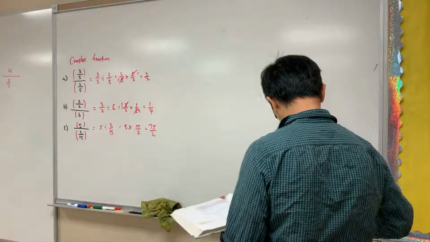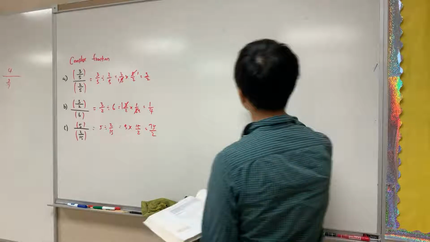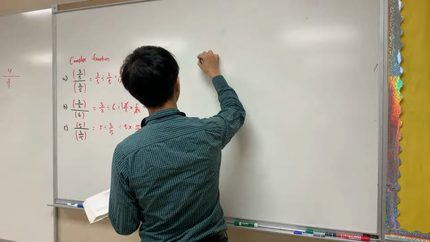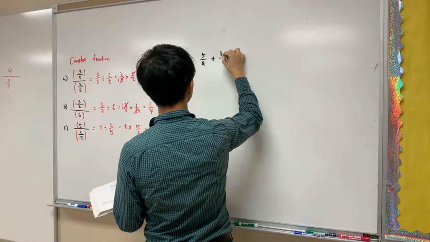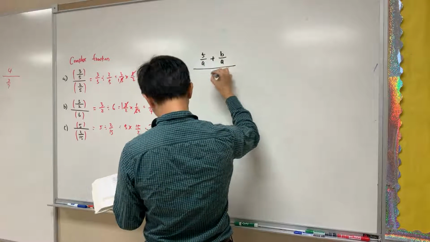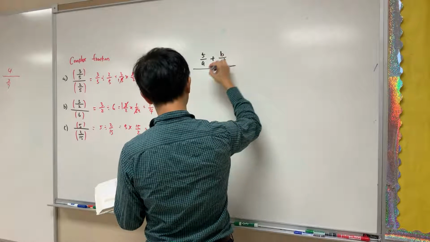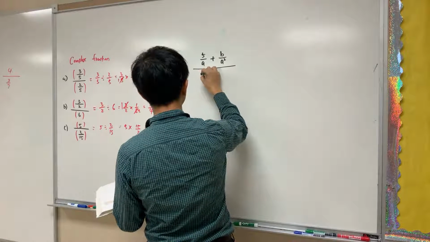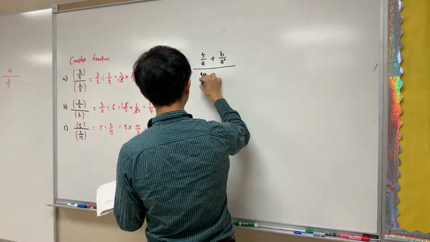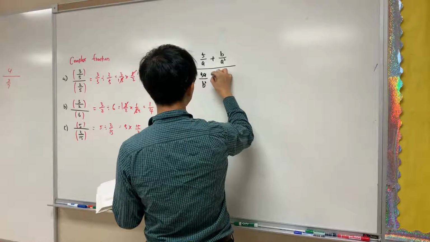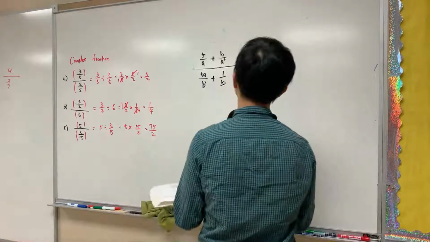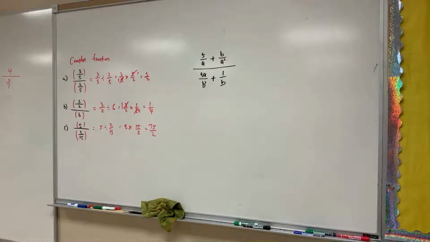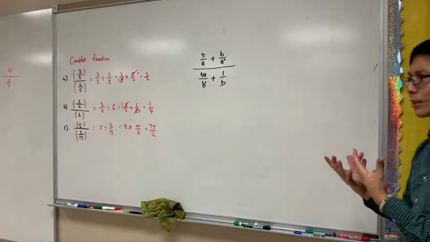It says 5 over a plus b over a, over a squared, sorry, 5a over b squared plus 1 over b. So we have this question. It looks very complicated, but it's not, because we deal with something like the situation before.